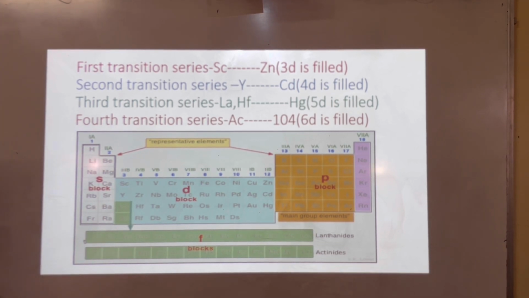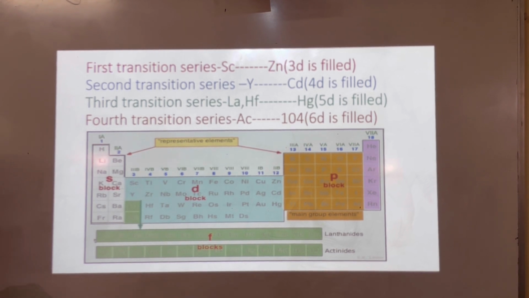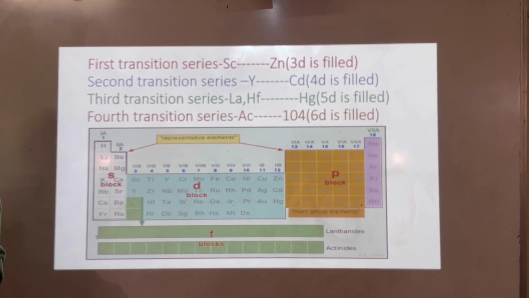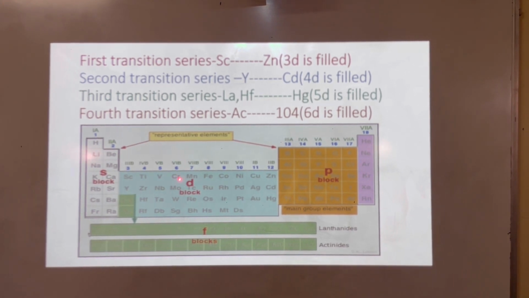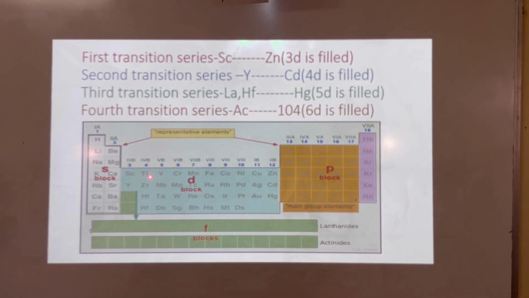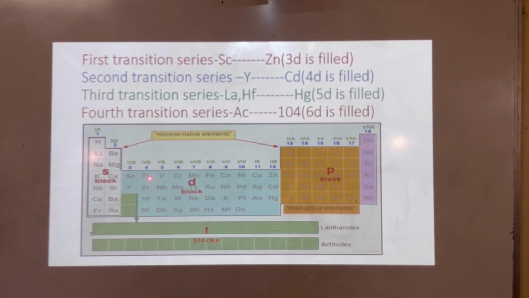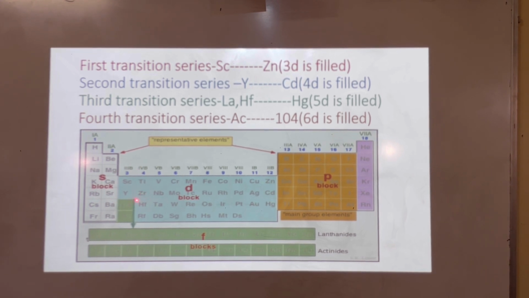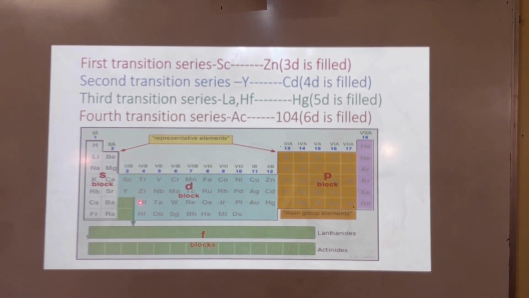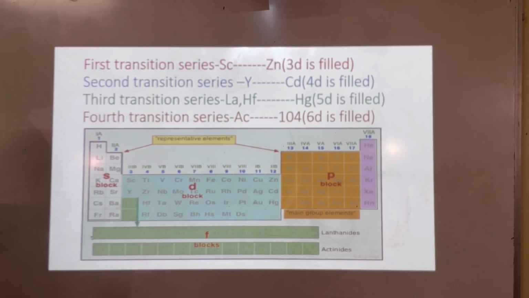So according to that, when we move from the first series to the third series, atomic size will increase. If we see group 4, when we move from titanium to zirconium, zirconium has more atomic radii than titanium. But hafnium has the same atomic radii as zirconium. So what is the reason behind that?